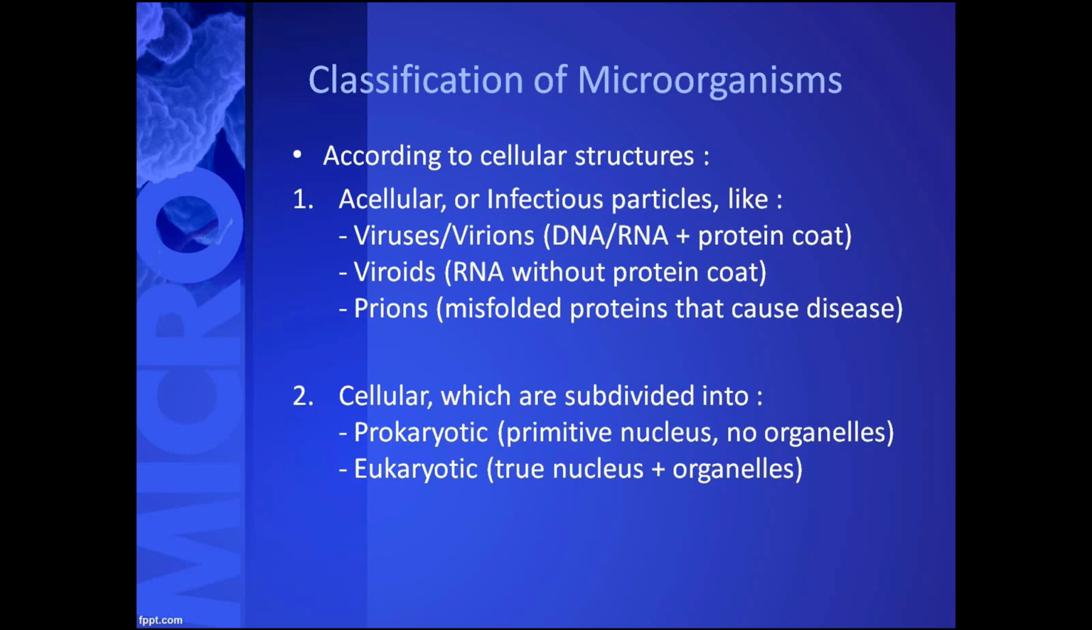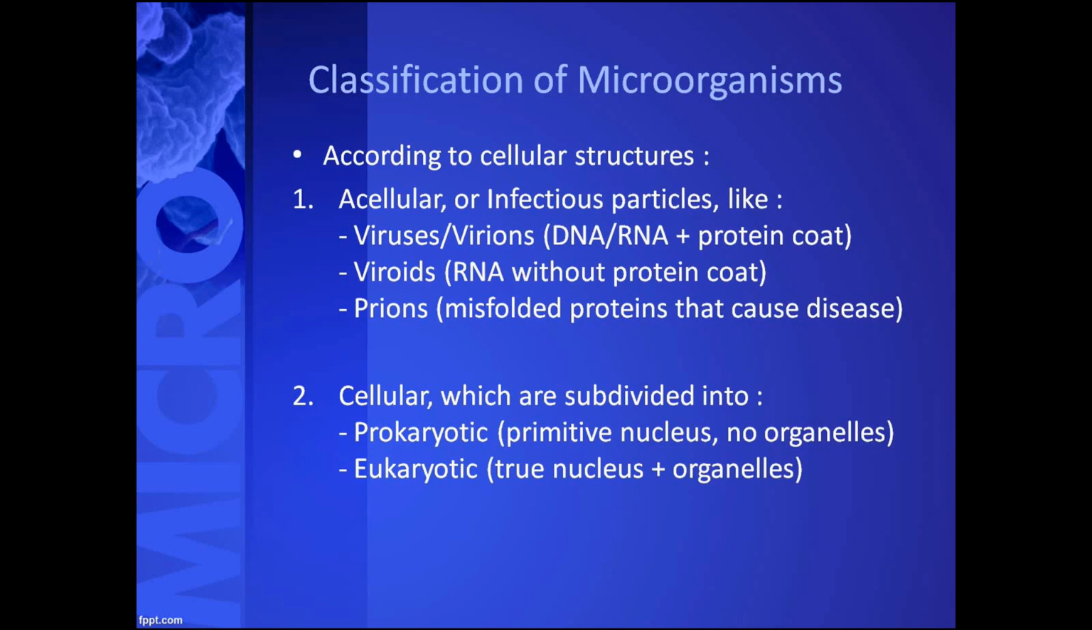These non-cellular, we call them acellular microorganisms or infectious particles, are like the viruses, the viroids, and the prions, while cellular are either prokaryotic or eukaryotic. Okay, so firstly, let's discuss the acellular. The acellular microorganisms, for example, the viruses.